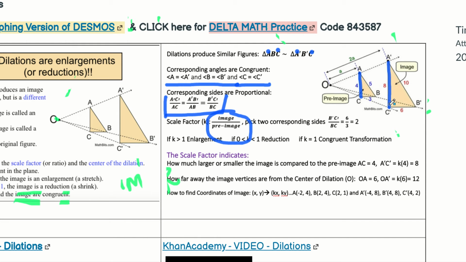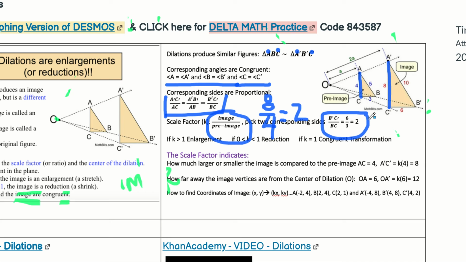So this is 8 right here, so it would be 8 over 4. That would literally give me my scale factor. 8 divided by 4 is 2. Here I showed you that I picked B prime C prime and divided it by BC. Here's B prime C prime here, 6, and divided it by BC here, 3. And I still got the same 2.